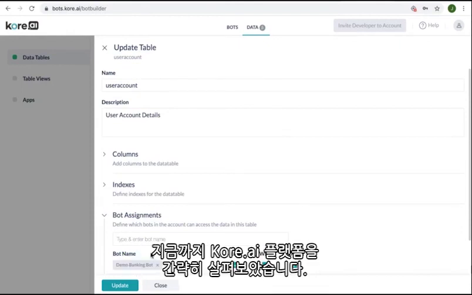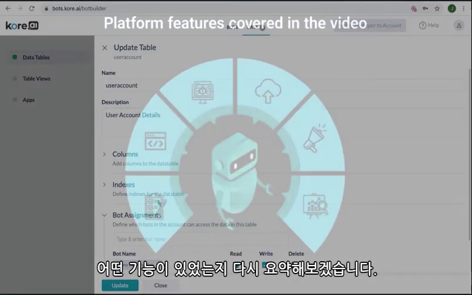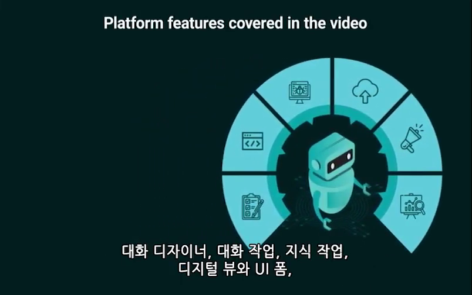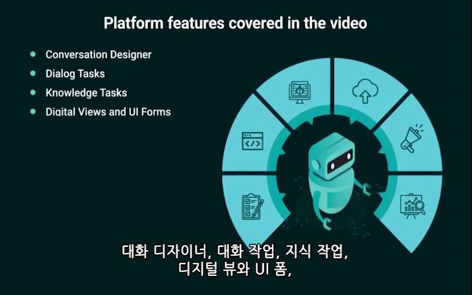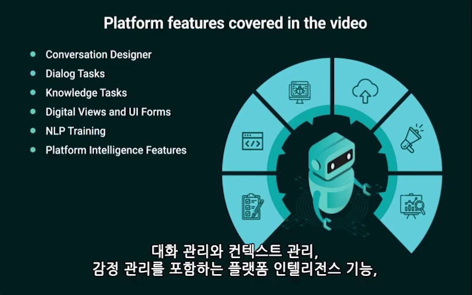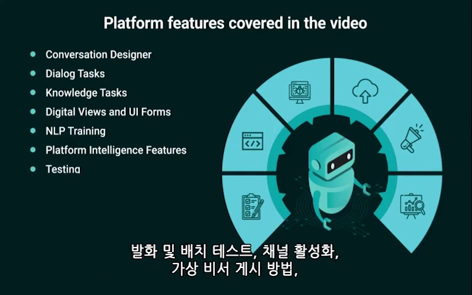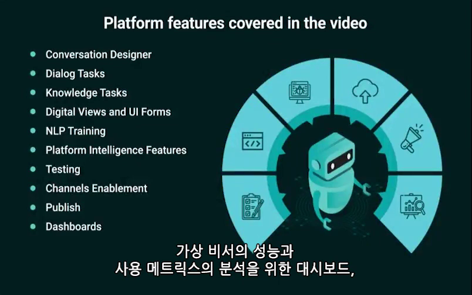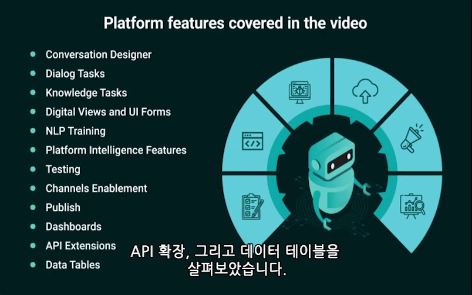This was a quick overview of the Core AI platform. In this video, we looked at the following platform features: Conversation Designer, Dialogue Tasks, Knowledge Tasks, Digital Views, and the UI Form. NLP training, in which we cover machine learning, fundamental meaning, and knowledge graph. Platform intelligence features, which cover dialogue management, context management, and sentiment management. Utterance and batch testing. Channel enablement. How to publish the virtual assistant. Dashboards to analyze the performance of the virtual assistants and usage metrics, API extensions, and data tables.